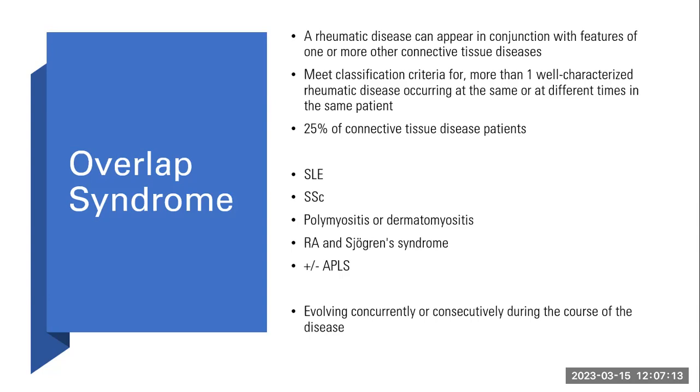Usually conditions like SLE, systemic sclerosis, polymyositis or dermatomyositis, rheumatoid arthritis with Sjogren's, plus or minus antiphospholipid syndrome, could overlap. It's like these diseases can interchange. SLE can overlap with systemic sclerosis, can overlap with polymyositis, RA can overlap with SLE. This could evolve at the same time, or it could come at any point during the course of their disease.